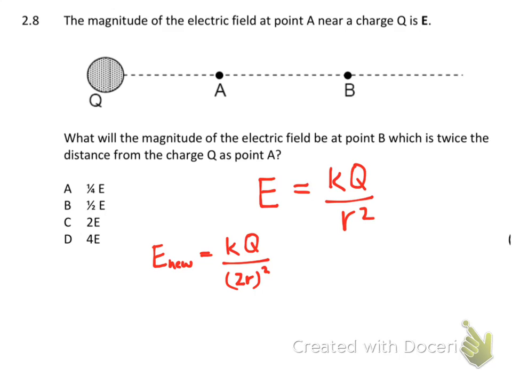Once we go from A to B, the new electric field, use the same formula, K is the same, Q is the same, but the distance now between Q and B is 2R. It's twice as far as A was, so it would be the distance squared, so 2R squared, which will give us 1 over 4. We take that out, KQ over R squared. And of course KQ over R squared is just our old electric field strength, so that shows that the new electric field will be 1/4 of the old one, and that's option A.